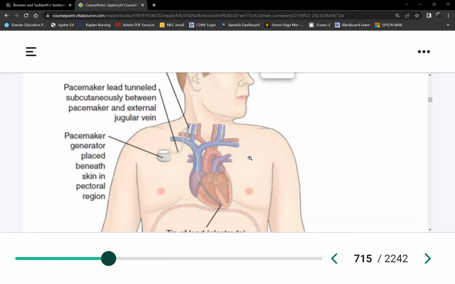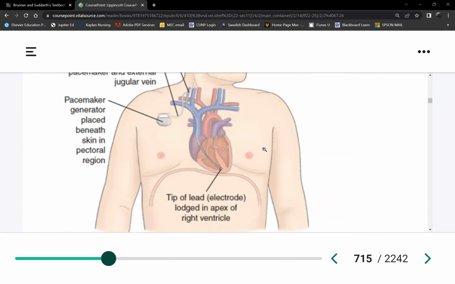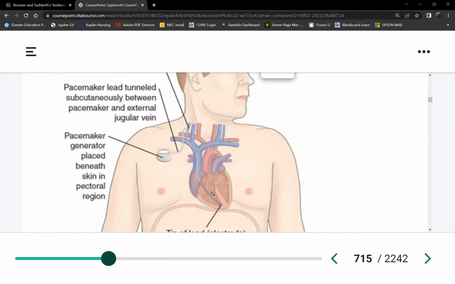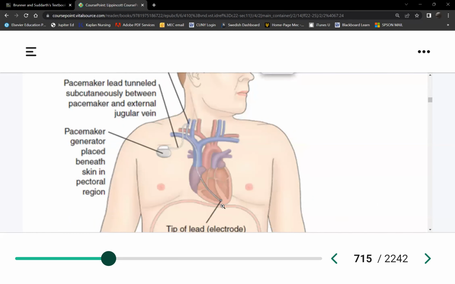So it can either be left or right. Most pacemakers will be on the patient's left. And here is the electrode. So if this was a transvenous, that means the pacemaker is outside and then the wires are still inside the patient's ventricles. Okay.